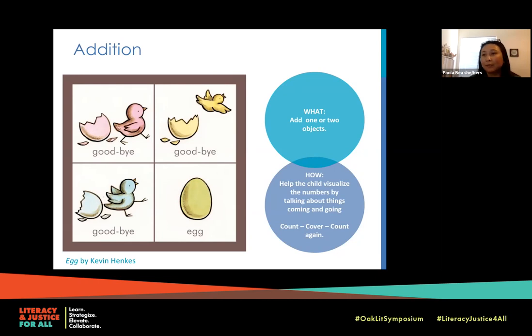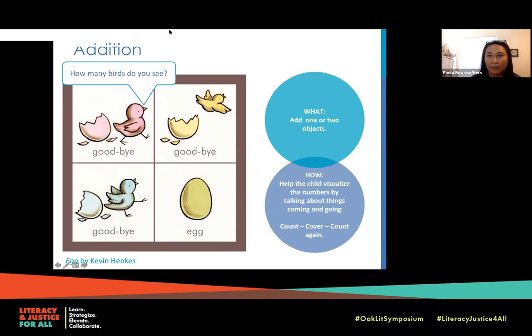With the examples in the slides, we just used what we could find on Google Images, so we apologize if it's not in the actual ASL counting or numbers. For addition, we're going to use the picture from Egg by Kevin Henkes. We're just adding 1. How can we help children? By giving them a visual, right? We help the child visualize the numbers by talking about things coming, because it's addition.